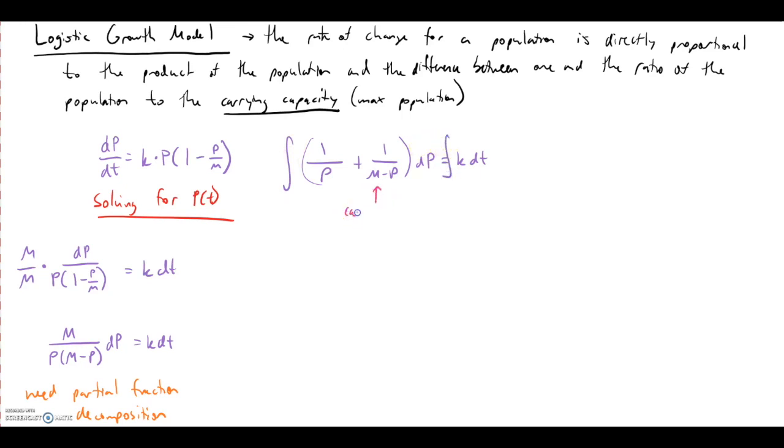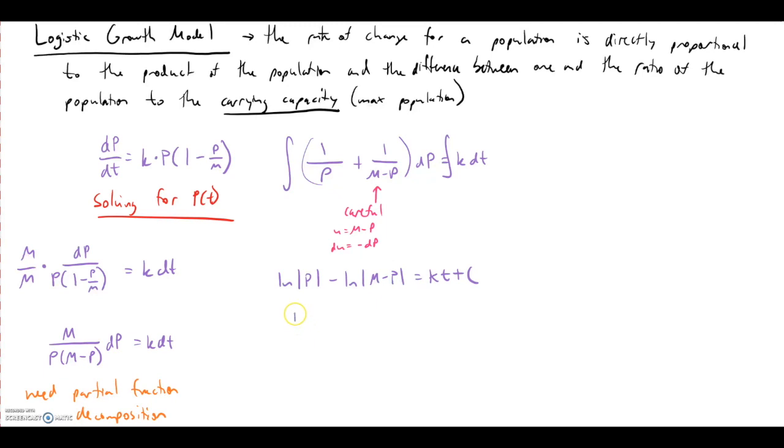On the left side, just be careful. Both of these look like they will integrate using the natural log, but think u substitution. If I set the denominator on the second fraction to be u equals m minus p, du would be a negative dp, which means our first fraction will nicely integrate to natural log of p, but the second one will be a negative natural log of m minus p. And on the right side, we will get k times t plus our constant c.